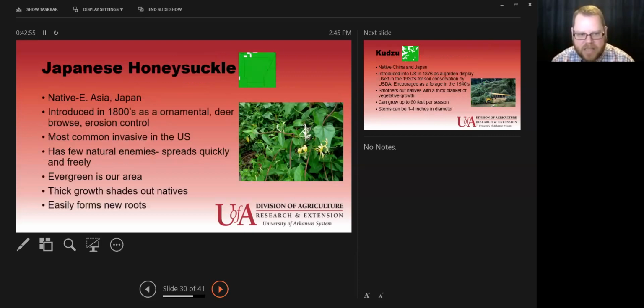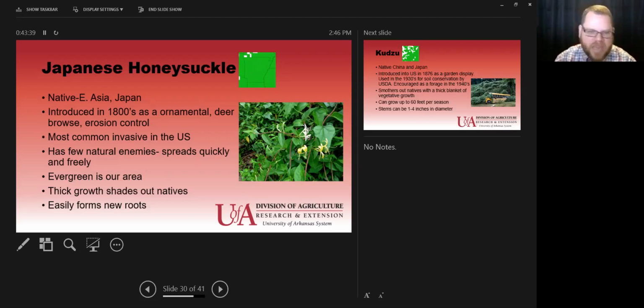The next one is Japanese honeysuckle. So honeysuckle is the most common invasive in the United States. It was native to East Asia and Japan and introduced in the 1800s as an ornamental. Then the USDA decided that they would promote it as a deer browse and erosion control. So it was spread pretty heavily through our country. But the fact that it's an evergreen and that it has few natural enemies allows it to grow as much as it wants. And so it gets thick, and while everything else is dormant, it's growing and it overtakes.